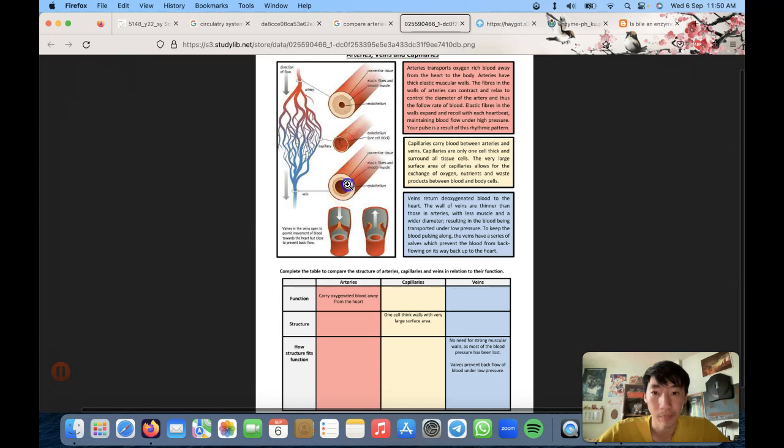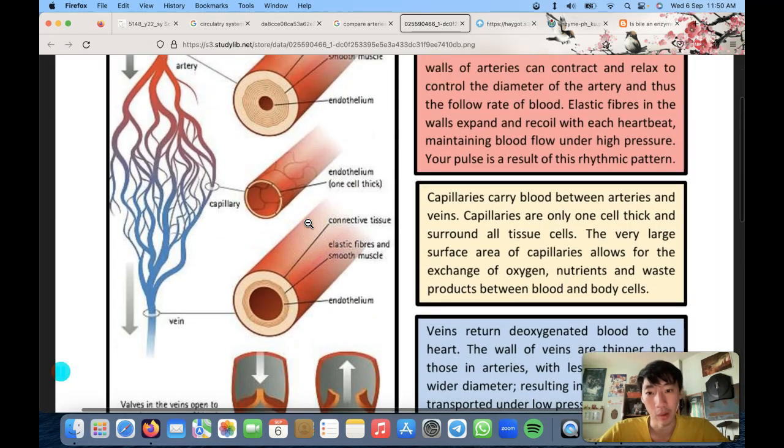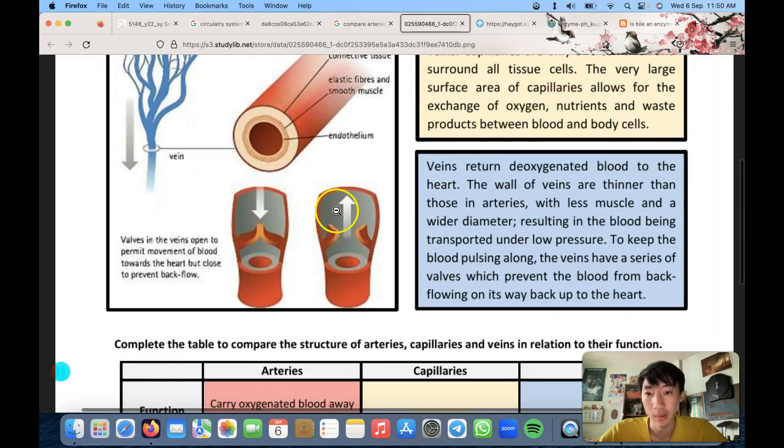That's right. It is the veins that have valves. So if you look here, this is the vein. You've got this thing called a valve. A valve is just like an opening and closing. It's a bit like a doorway.